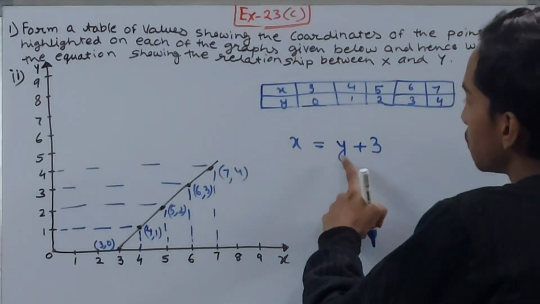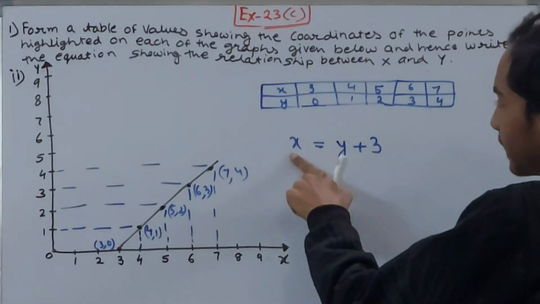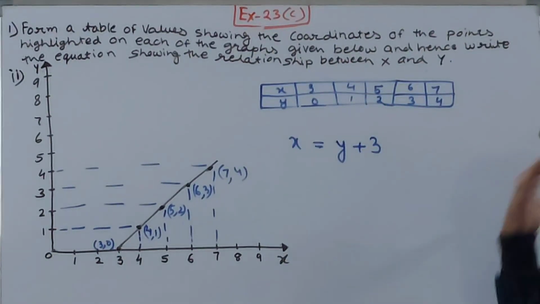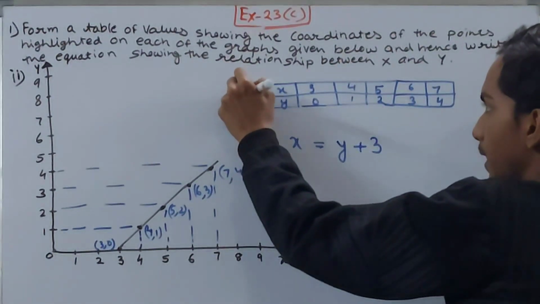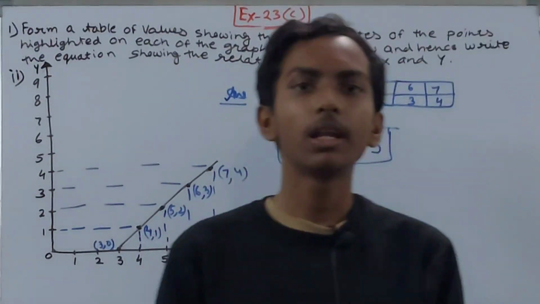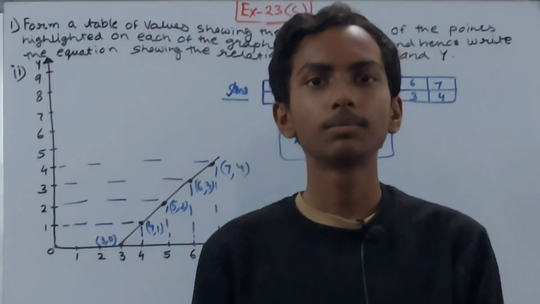You can see it as well. y 0, x 3, y 1, x 4, right? And all the values you can create later on. So this is your final answer. This is the table. This is your equation, right? x equals y plus 3. Now let us move on to the next part.